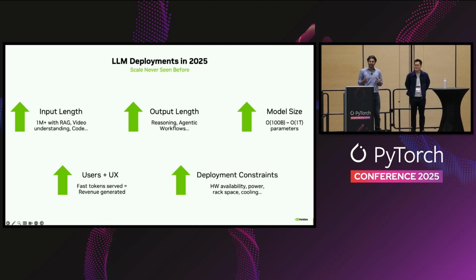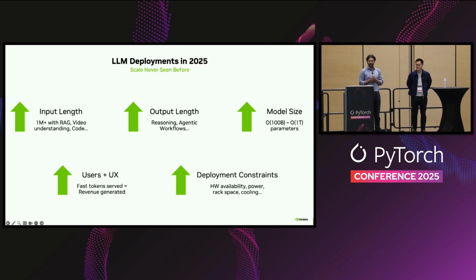So today's trends for LLM applications demand that deployers stretch the limits of what was previously possible. Applications like document processing, video understanding, and code generation over entire repositories push the input lengths into the millions of tokens. At the same time, reasoning models and agentic workflows can dramatically extend output lengths.